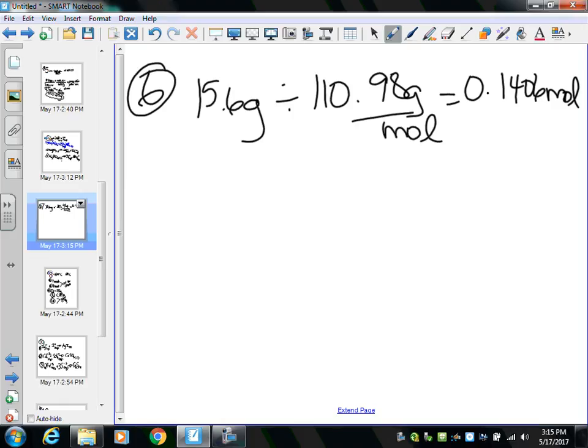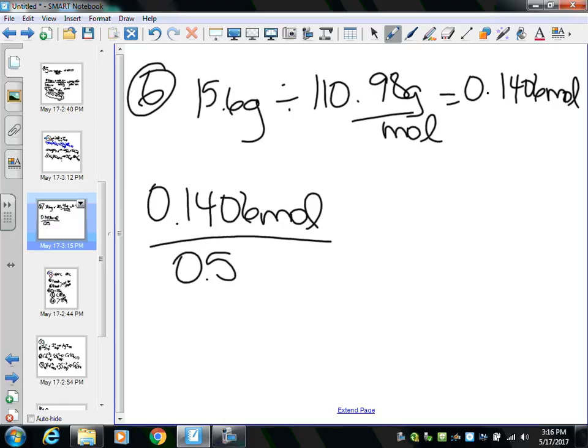Did I make an error? There's probably a 2 or something. CaCl2, 2 of the chlorine, because calcium has a positive 2 charge. 0.1406, yep. Okay, then what am I doing? What's my volume? We get 0.28. Are you okay?